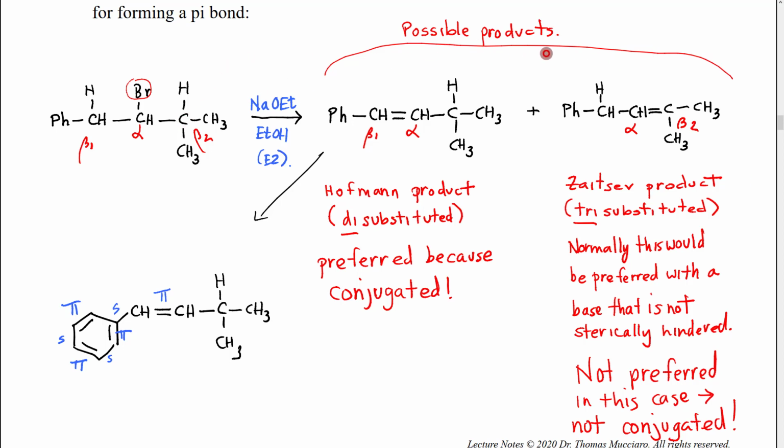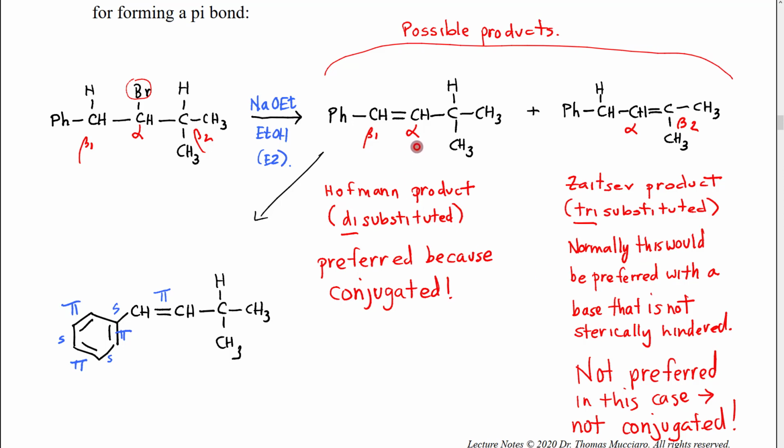Actually, when I did these notes, I sort of did this backwards. I should have shown this one first, right? But here we are, alpha, double bond, beta 2. We would call this the Zaitsev product. We would also notice that it is tri-substituted. Zaitsev said we prefer to make the double bond which is more highly substituted, and normally we would prefer this one.